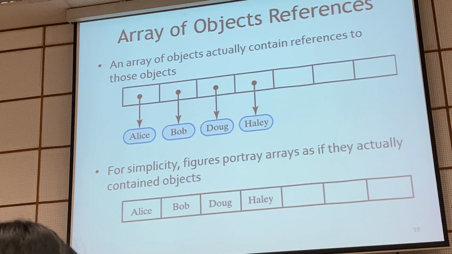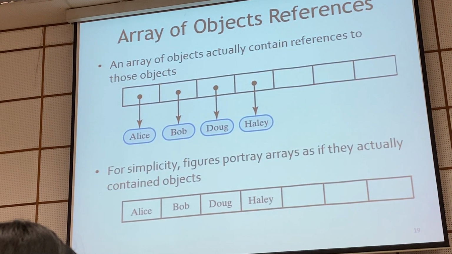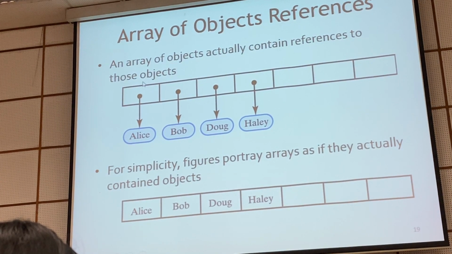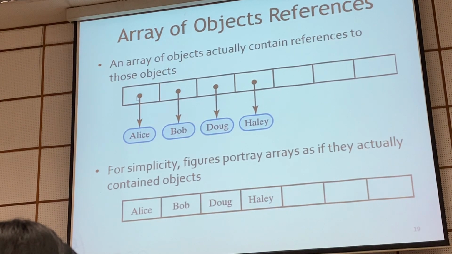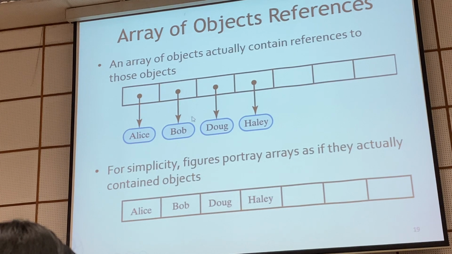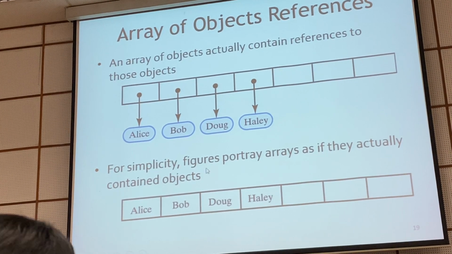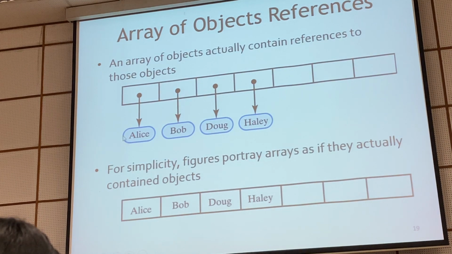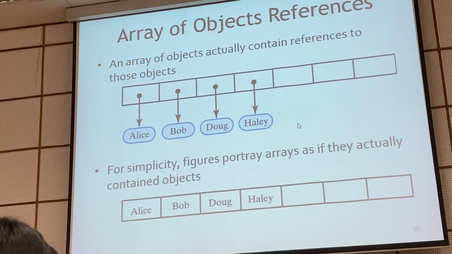Now this is the object reference for the array. The array object actually contains references to those objects. So this is how the array should look, but for simplicity, we draw it like this. Some of the diagrams from now on might look like this, so don't get confused, it's the same thing.